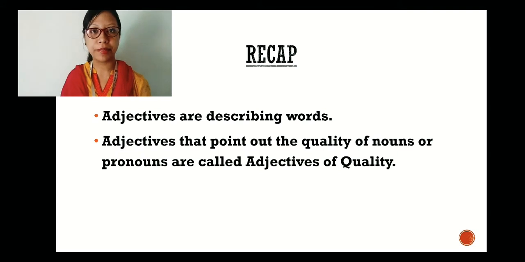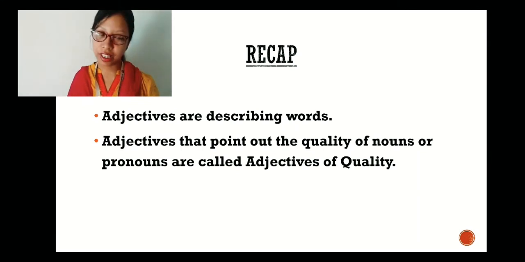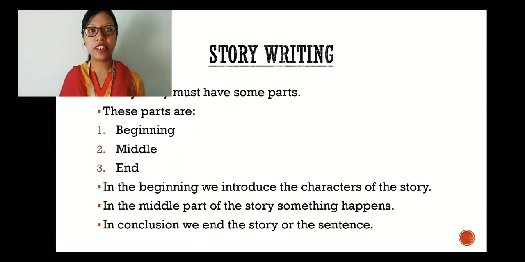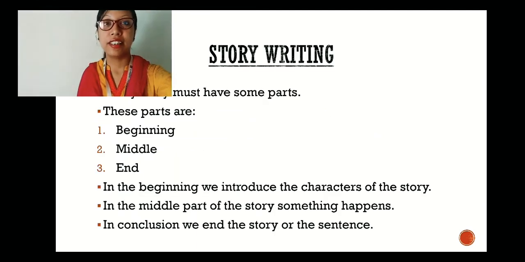For example, I have a little brother. So little, because he is smaller, right? That's why I am saying that little. So I have a little brother. I have a brother, but the little is describing my brother. Okay? Now let's move towards the story writing.